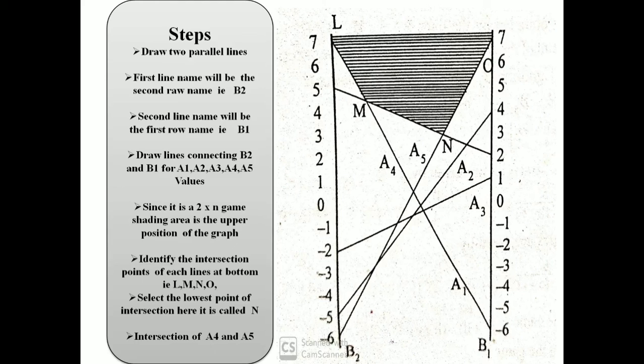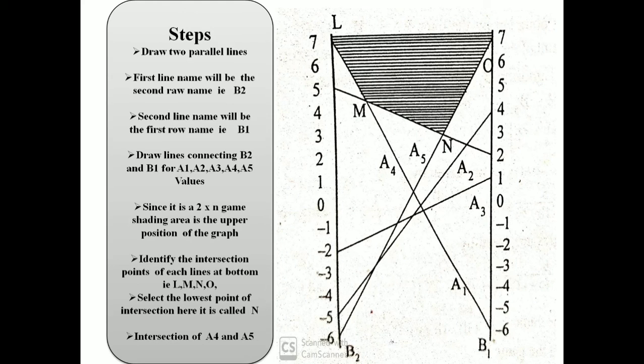Once you have drawn lines between B2 and B1 for the A1, A2, A3, A4 and A5 values, you have to shade the upper position in the graph paper, since it is a 2 into n game. Then once you shade the upper position, as you can see in the video, the upper portion has been shaded, and you have to give the intersection point values, that is L, M, N, O. Then you have to find the lowest point in that shaded area.